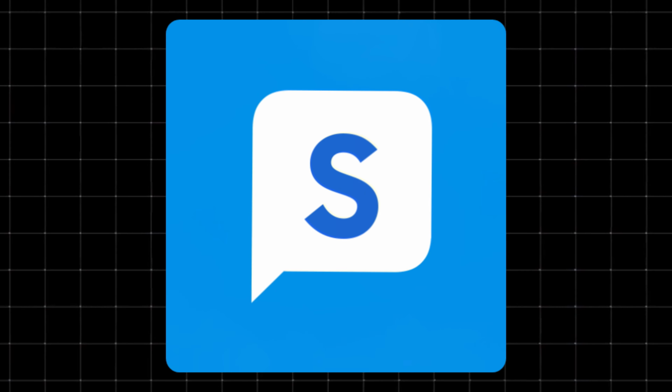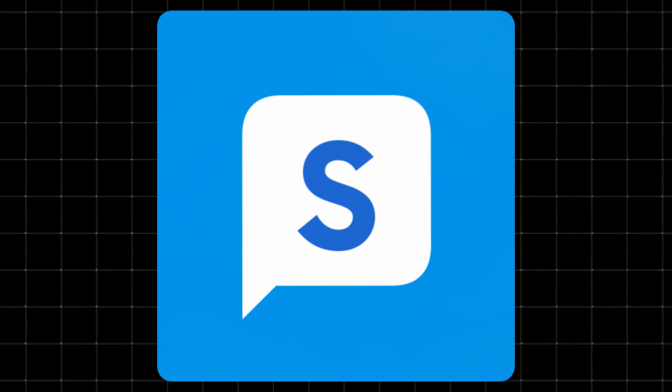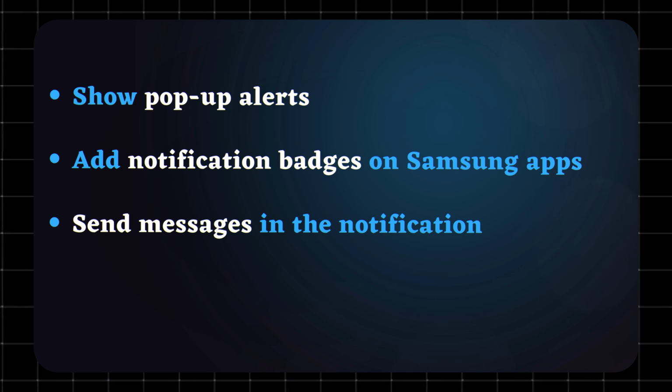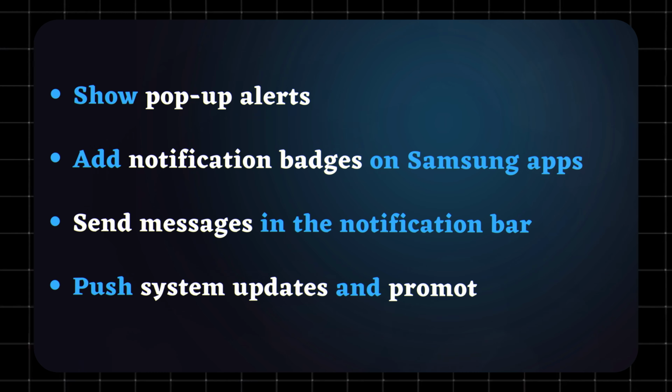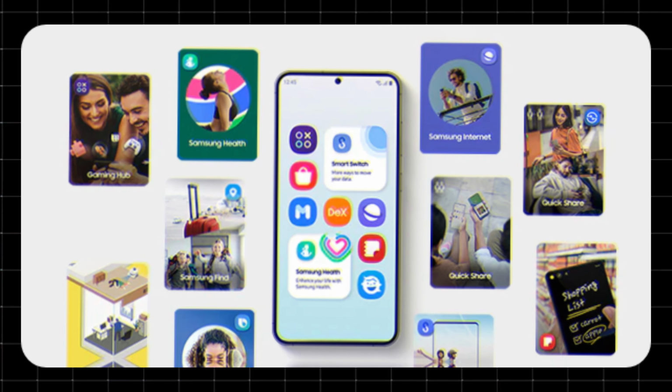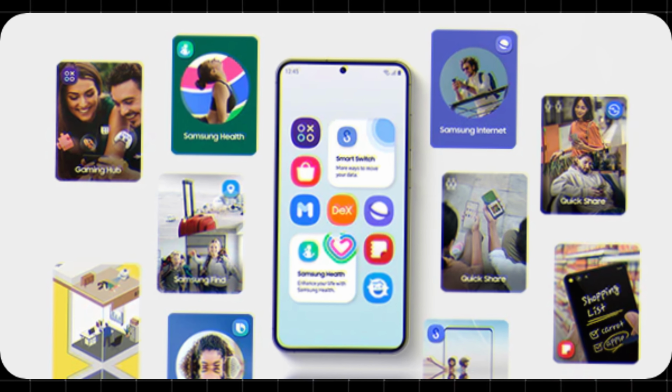What does it actually do? When enabled, Samsung Push Service can show pop-up alerts, add notification badges on Samsung apps, send messages in the notification bar, push system updates, and promotional offers. In simple words, it acts as a bridge between Samsung services and your phone.